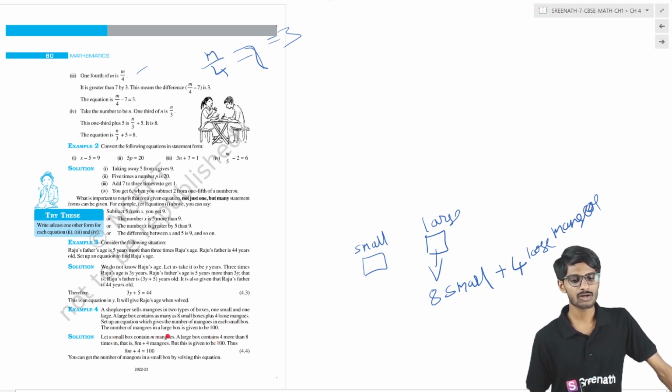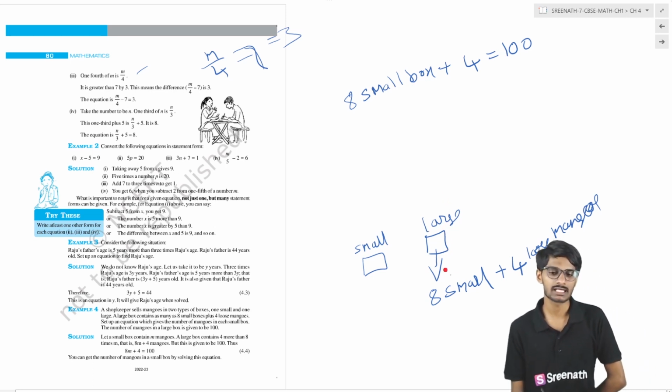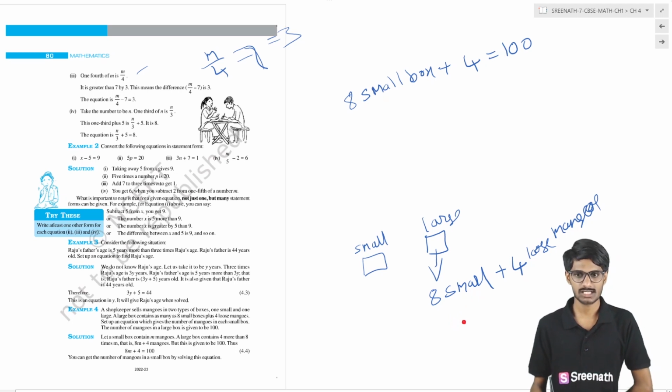The number of mangoes in a large box is given to be 100. So the total number is 8 into small boxes plus 4 loose mangoes equal to 100. The total number of mangoes in a large box is 100, that is 8 small boxes of mangoes plus 4 loose mangoes, so that is equal to 100, students.